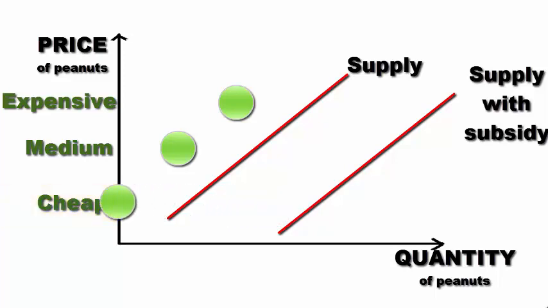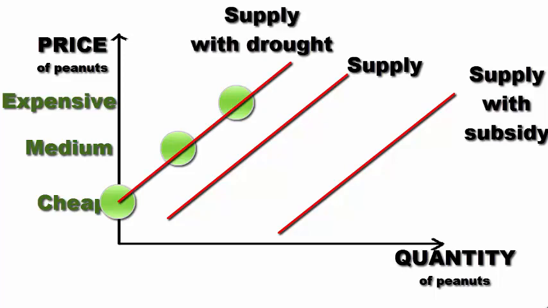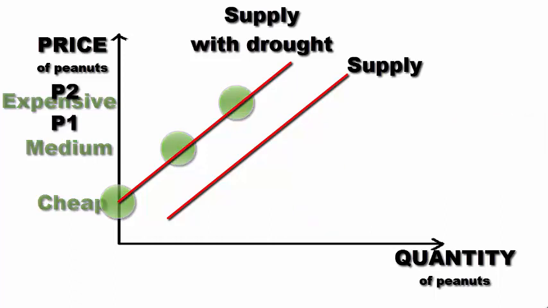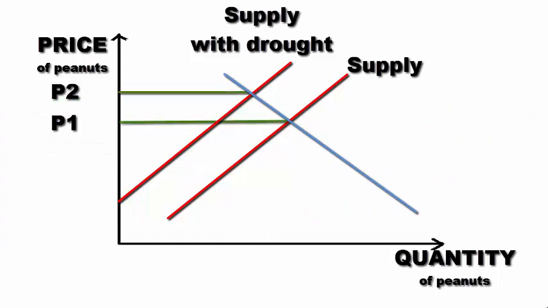In this case, an available resource, water, has disappeared, and the supply line shifts to the left, or decreases. Again, stress with students that this happens at all prices, not just one or two prices. The entire market is affected. Showing a demand line on this graph, you notice that the equilibrium price has increased for peanuts.